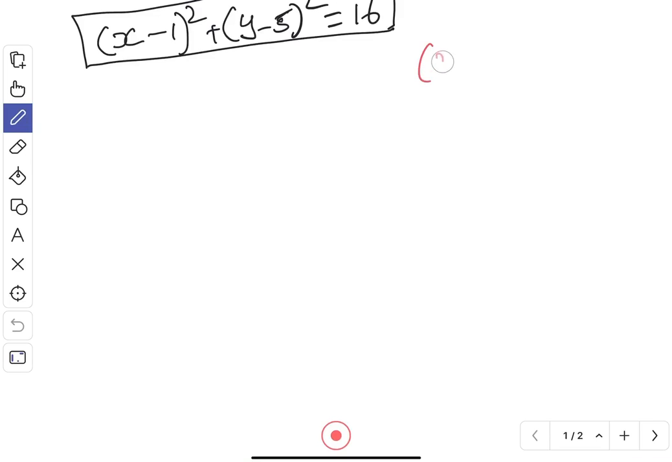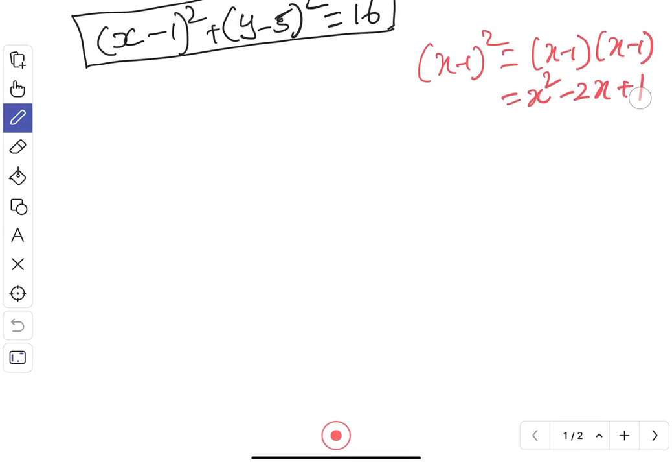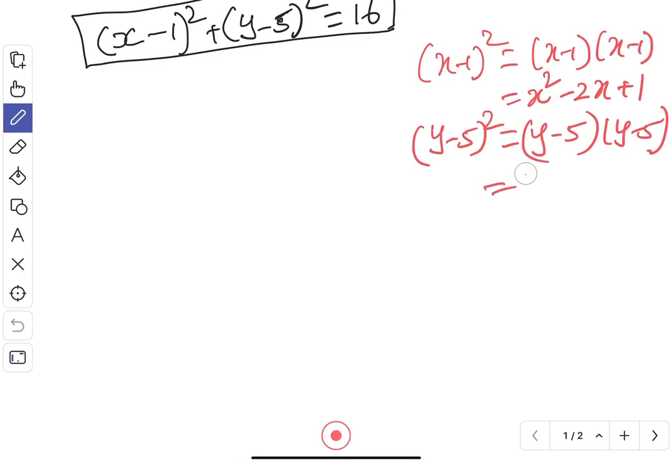That is, x minus 1 the whole squared is x minus 1 times x minus 1, right? Which gives me x squared minus 2x plus 1. Similarly, I can also apply this for y minus 5 the whole squared, which is y minus 5 times y minus 5, which will give me y squared minus 10y plus 25. I'm doing this quickly, but I think you can understand this.